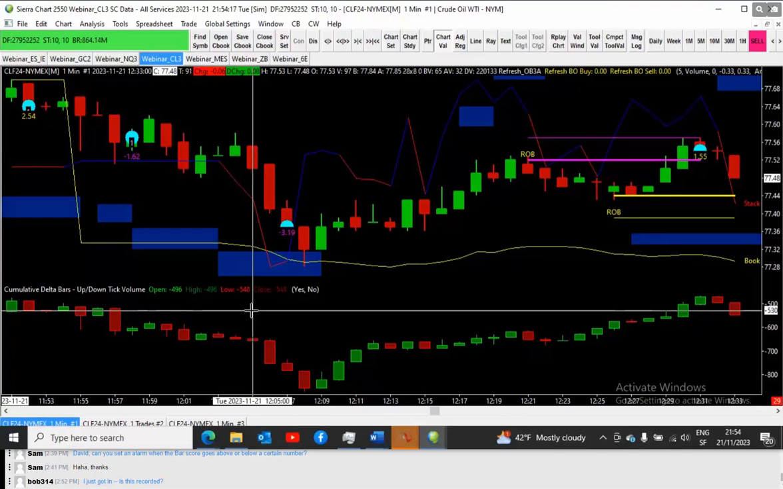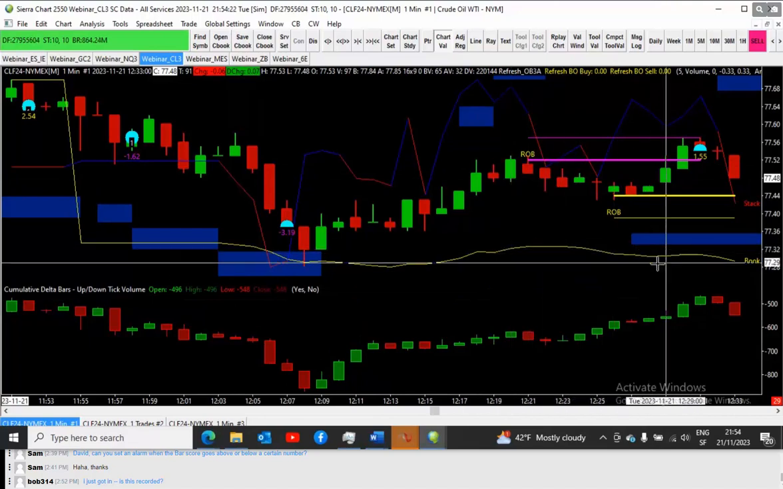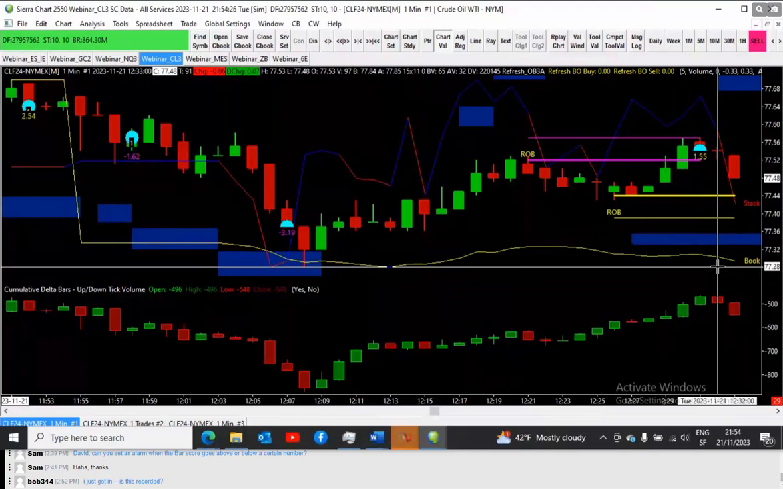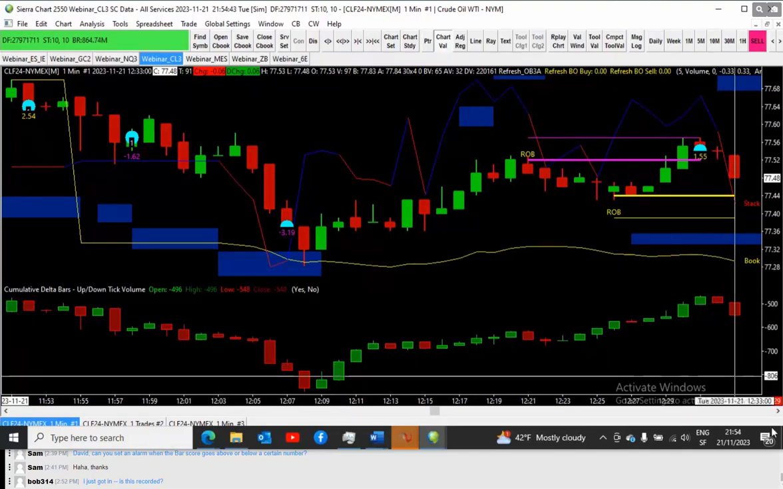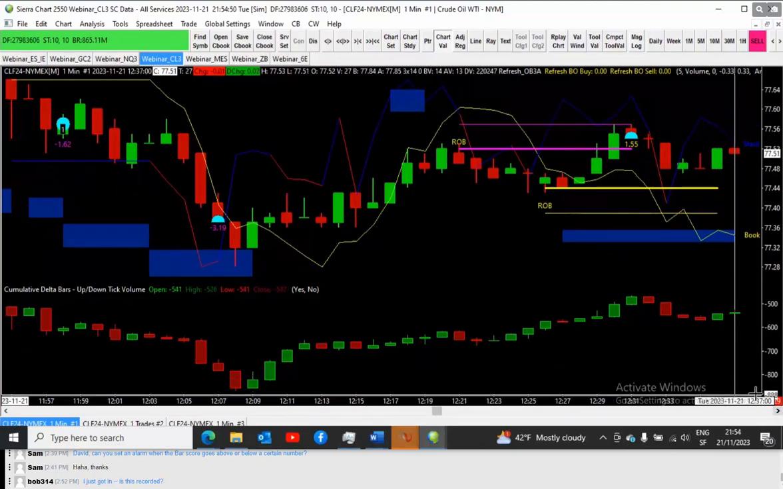So what have we got on here? This yellow line is the book. So this is looking at the liquidity on the limit order book, and basically looking at the bid minus the ask. So if it's going up, then it's predominantly a bid or bullish bias on the book. If it's going down, then it's a bearish bias.